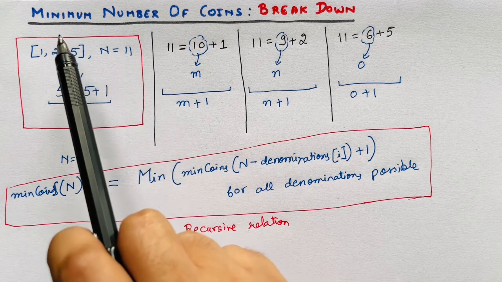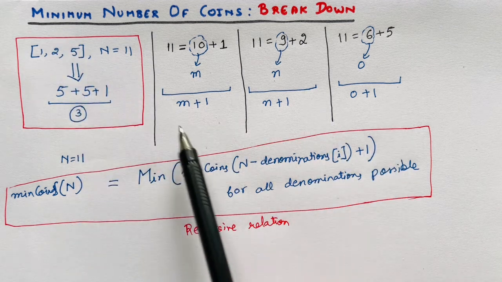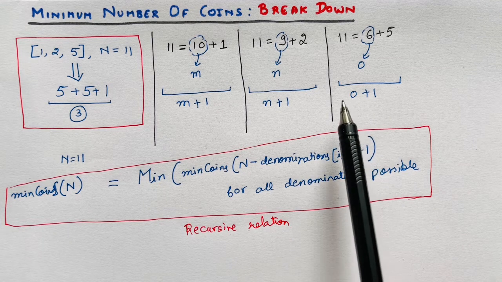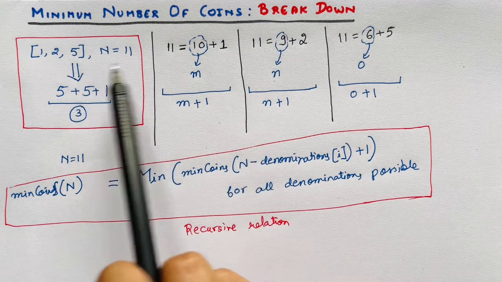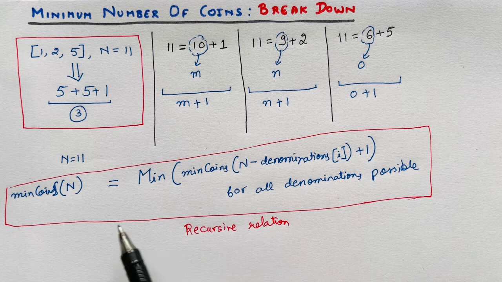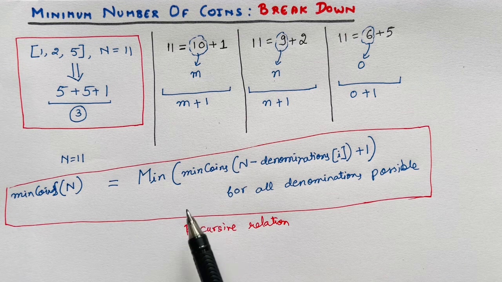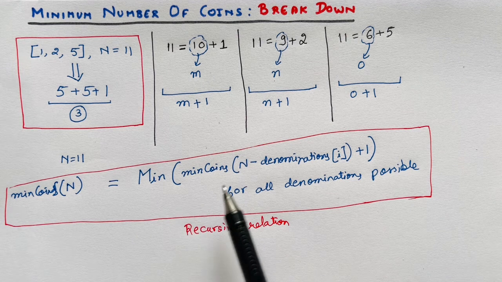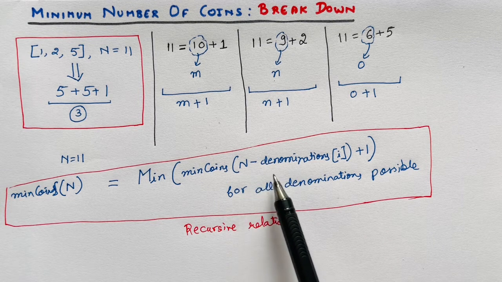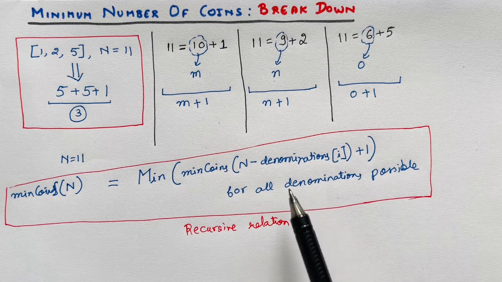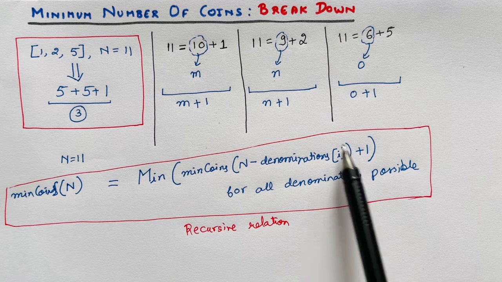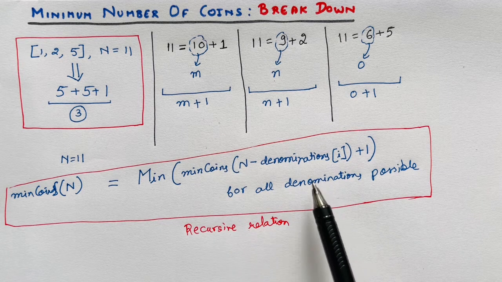Since we are looking for minimum number of coins, we will choose the minimum of the 3. Thus, we were able to use the answers to smaller problems to derive the answer for our larger problem. We formalized this into our recursive relation. And what did the recursive relation say? It said that we will go through each of these denominations. Then our smaller problem will become n minus the denomination value. Then the answer for the smaller problem will be minimum coins of n minus that denomination value.